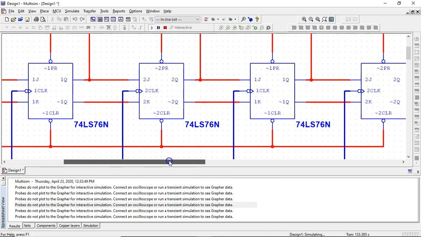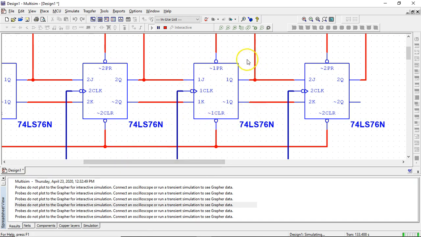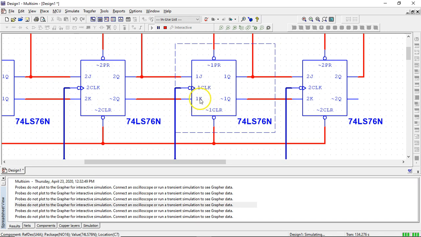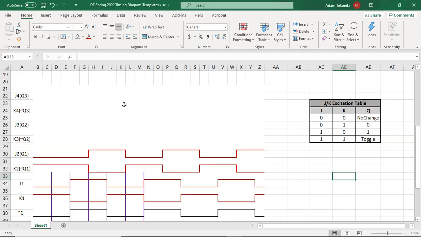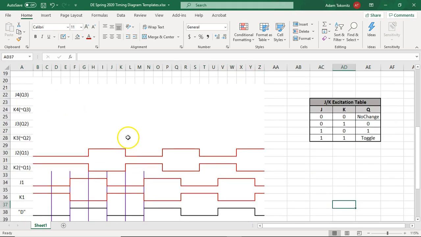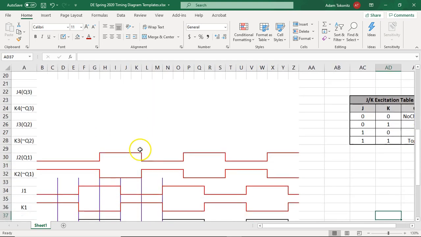So looking at our schematic, J3 and K3 is this flip-flop here. J3 is dependent on Q2. K3, I know it doesn't say a 3 here, but it does down below. K3 is dependent on Q not 2. So it's dependent on whatever their output is, our input for J3 and K3. So let's look at that as we work through this.